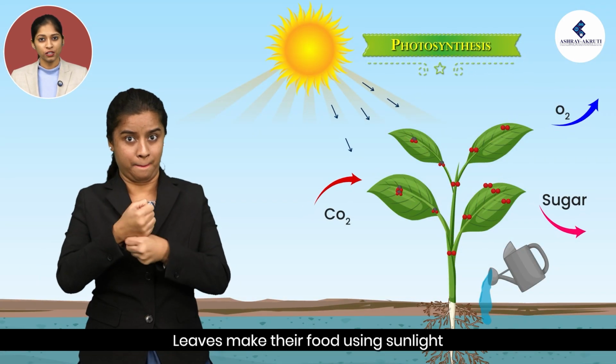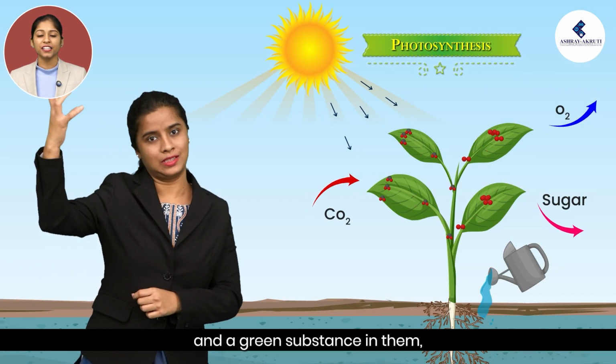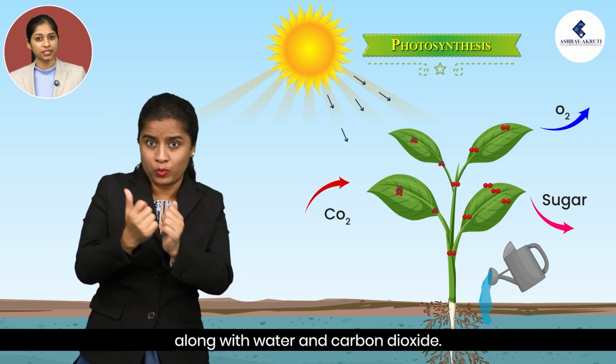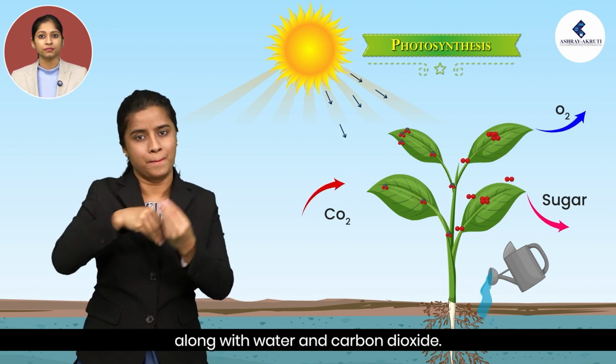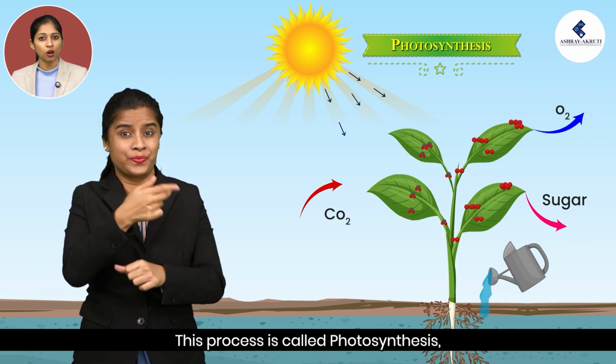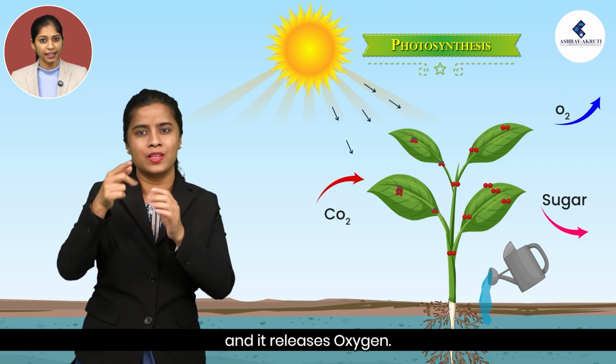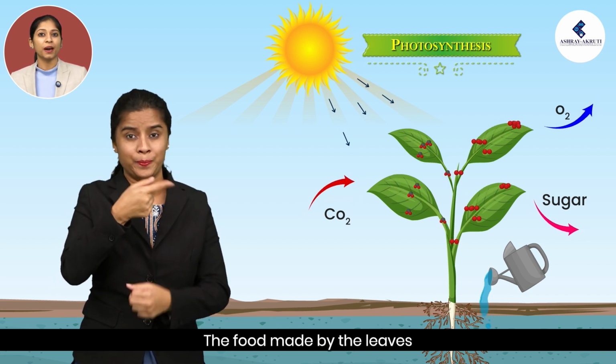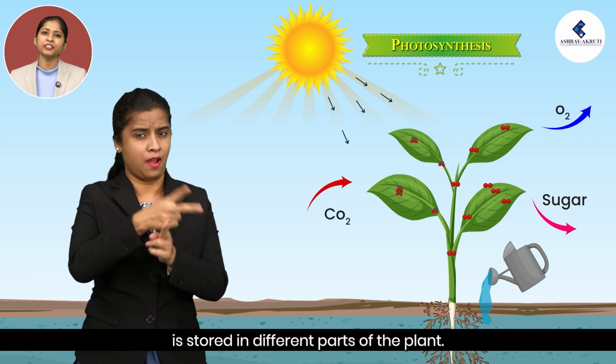Leaves make their food using sunlight, and a green substance in them along with water and carbon dioxide. This process is called photosynthesis and it releases oxygen. The food made by the leaves is stored in different parts of the plant.